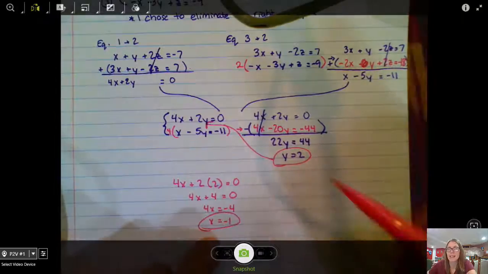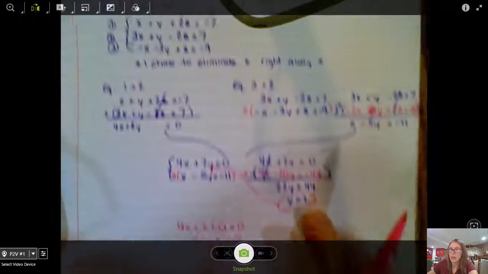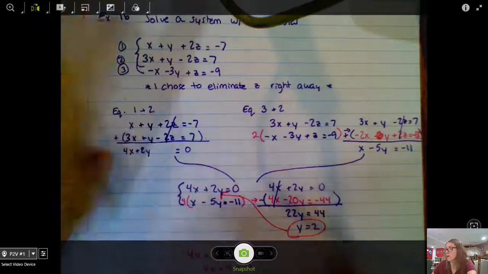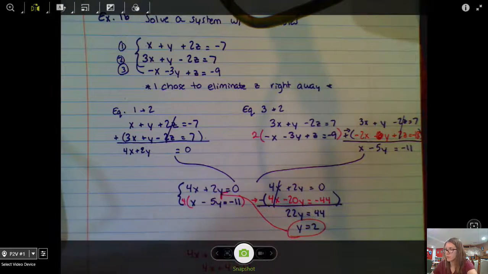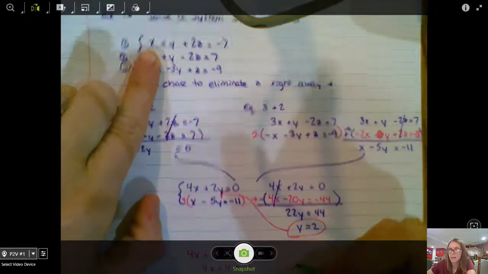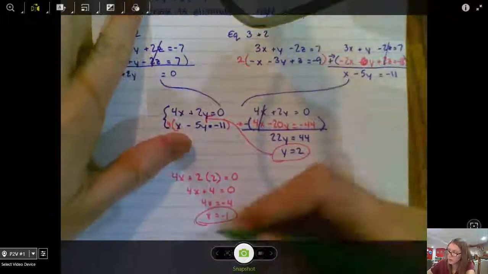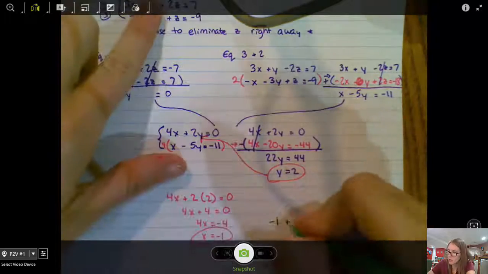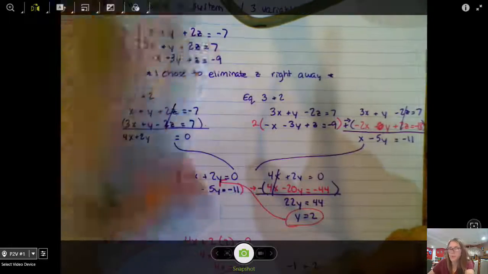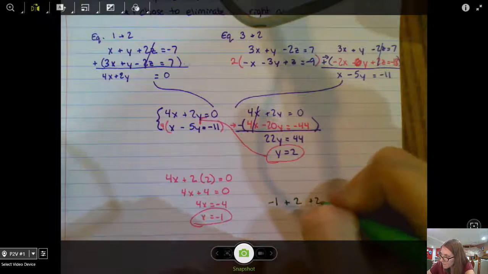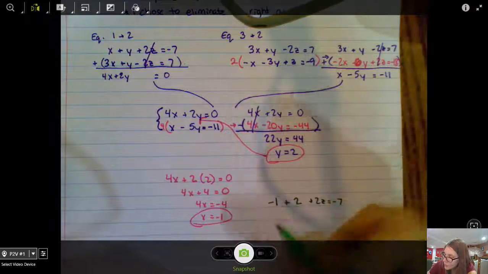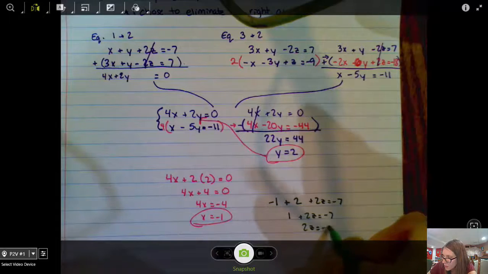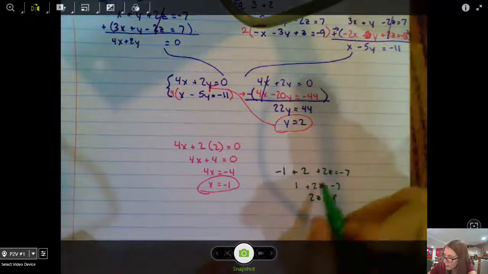And now we take our x and our y, and plug these values back in to either one of our originals. I have an x and a y, so let's use the top one where I just have x and y. My equation was x, but I know x is negative 1, plus y, which we know is 2, plus 2z equals negative 7. Negative 1 plus 2 is 1, plus 2z. Subtract 1 from both sides. 2z equals negative 8. And then divide both sides by 2.